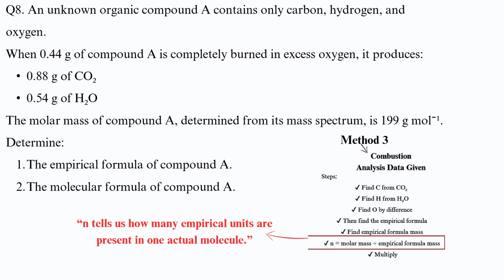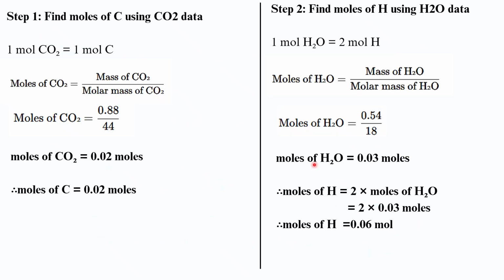Let us see each and every step in detail. Step 1 is to determine the moles of carbon using the carbon dioxide data. Firstly, I can see that 1 mole of carbon dioxide is equivalent to 1 mole of carbon. This means if I have 1 mole of carbon, I will end up with 1 mole of carbon dioxide. So if I calculate the moles of carbon dioxide, it will be exactly equivalent to the moles of carbon.